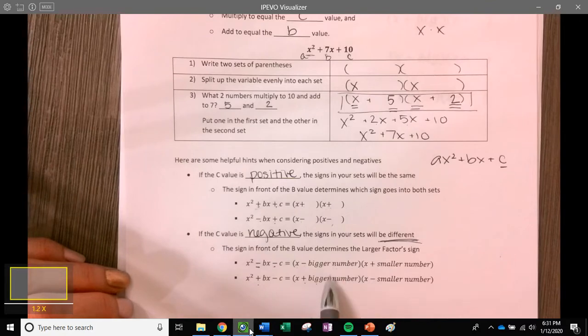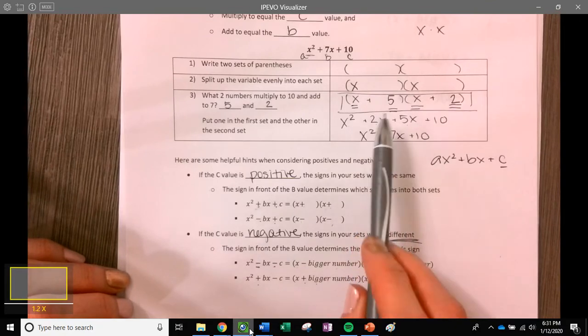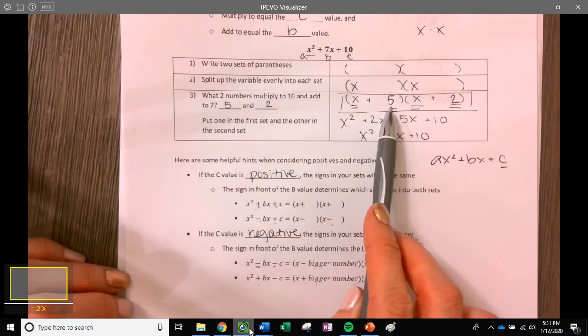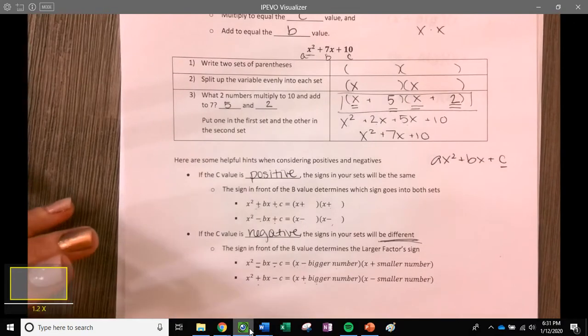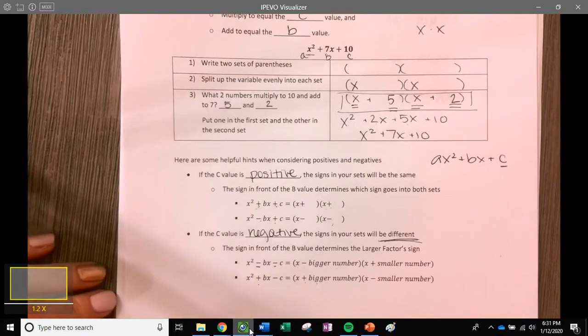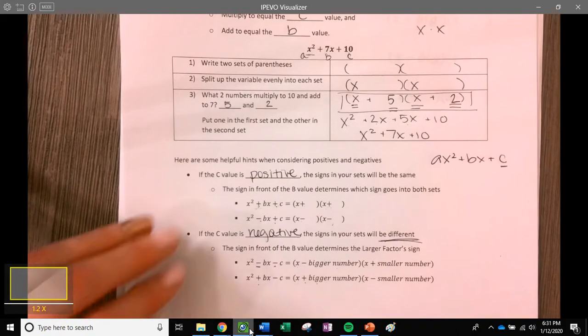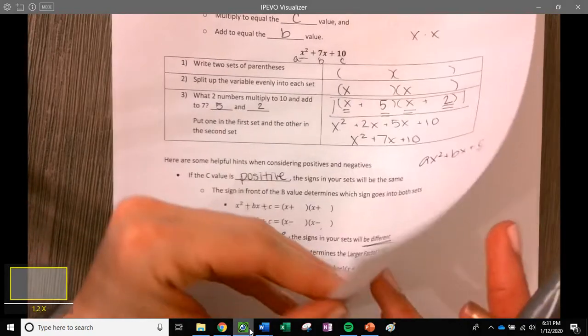And that's one of the reasons why I like to get in the habit of always putting the bigger number in the first set of parentheses. So then this can just be routine. You know your bigger number is always going to be there, so is it going to get a minus or is it going to get a plus? If you're all willy-nilly with where you put it, it's going to be a little bit harder to keep track of those sign rules. All right, so let's take a look at a couple more examples here in your packet.